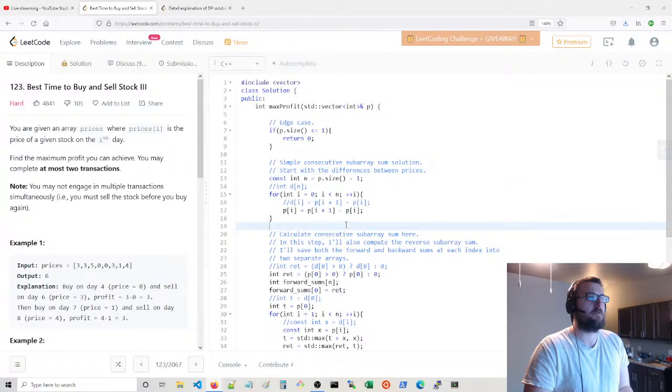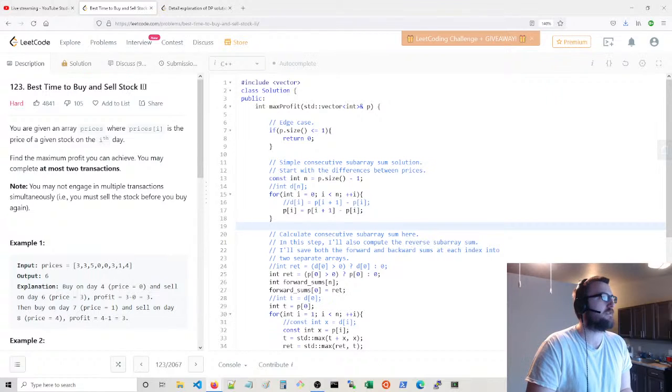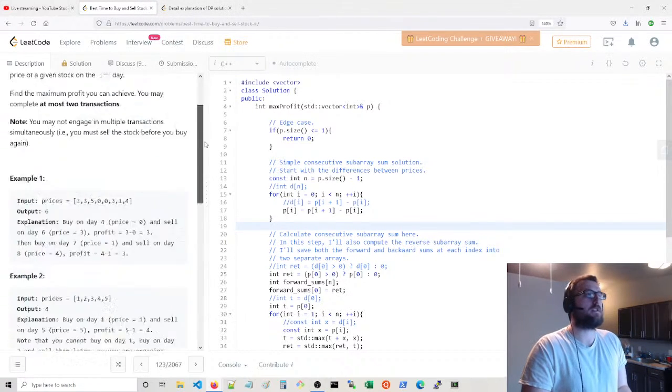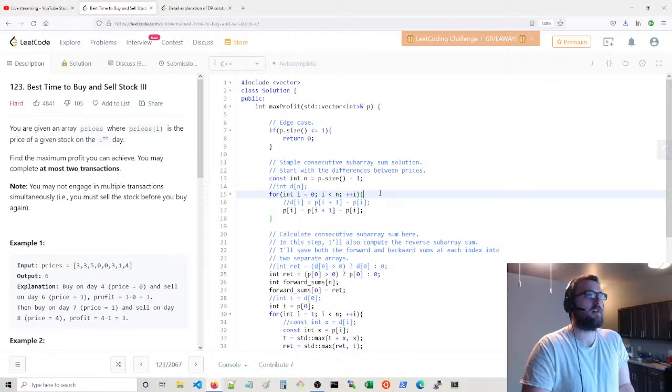But yeah, so hello and welcome, howdy. We're looking at best time to buy and sell stock 3 again. So there were some explanations. I'm not actually going to look at the explanation yet. I had a couple ideas before I went to bed. One idea in particular to do this more efficiently.